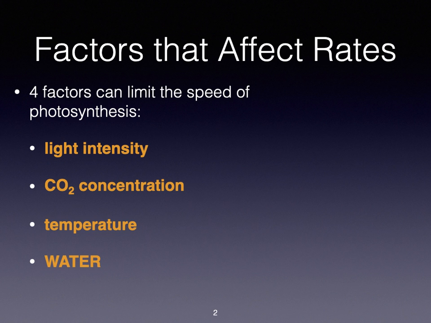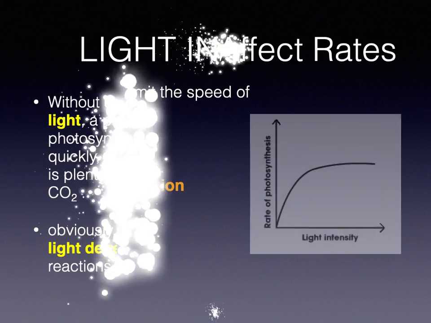We're going to talk about the four factors that affect rates, CAM, and C4 plants. The four factors that can limit the speed of photosynthesis are light intensity, carbon dioxide concentration, temperature, and water. If these aren't at the right levels, your plant's not going to grow as fast as possible.